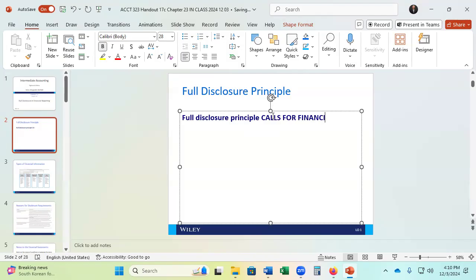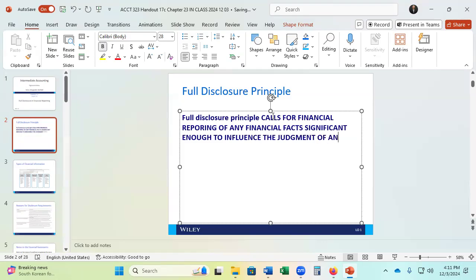The full disclosure principle calls for financial reporting of any financial facts significant enough to influence the judgment of an informed reader.